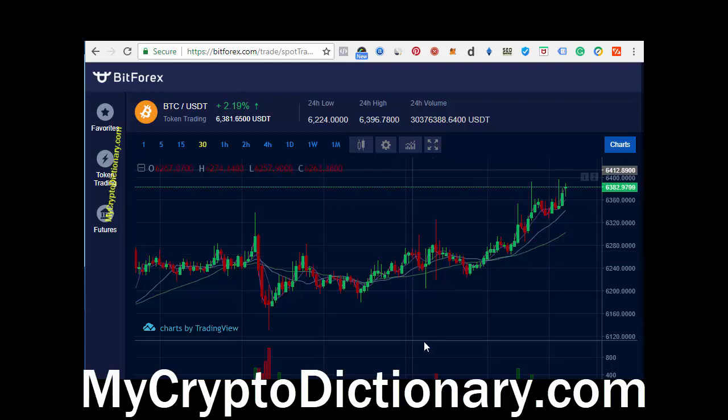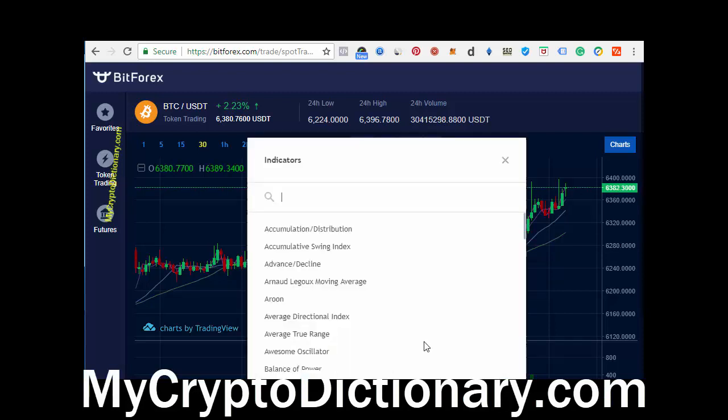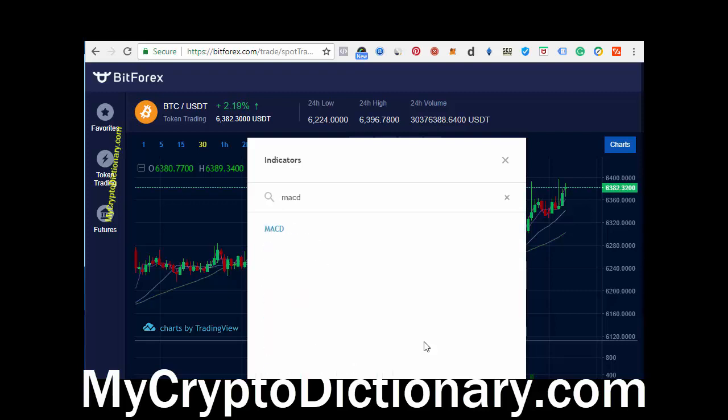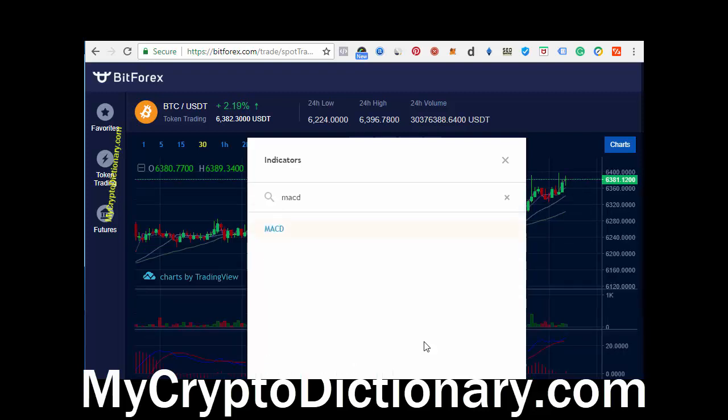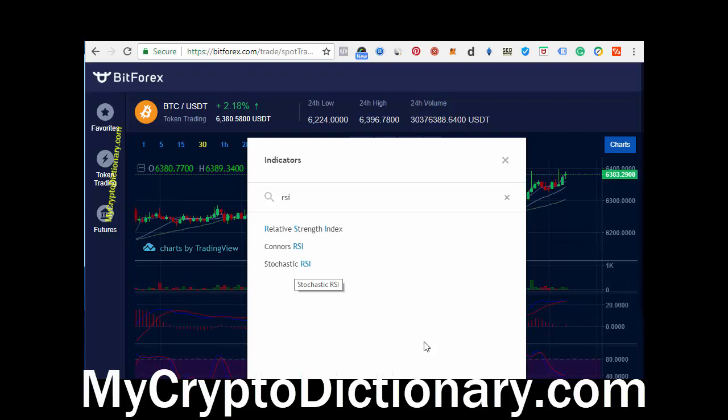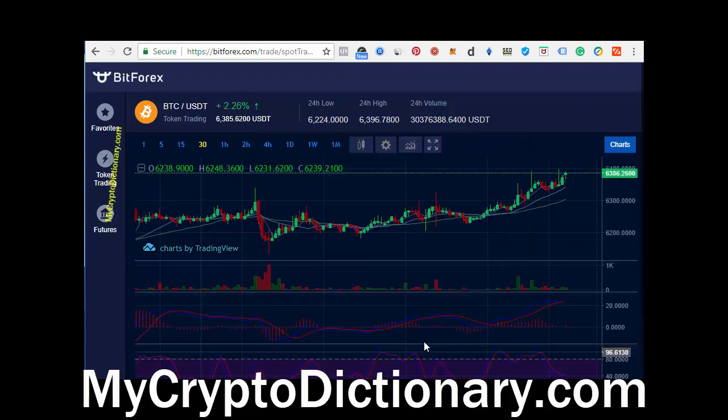So you have seen the basics, so you can check indicators. As you can see, we have MACD, RSI, and stochastic. Things like this you use to trade. They give you the movement.